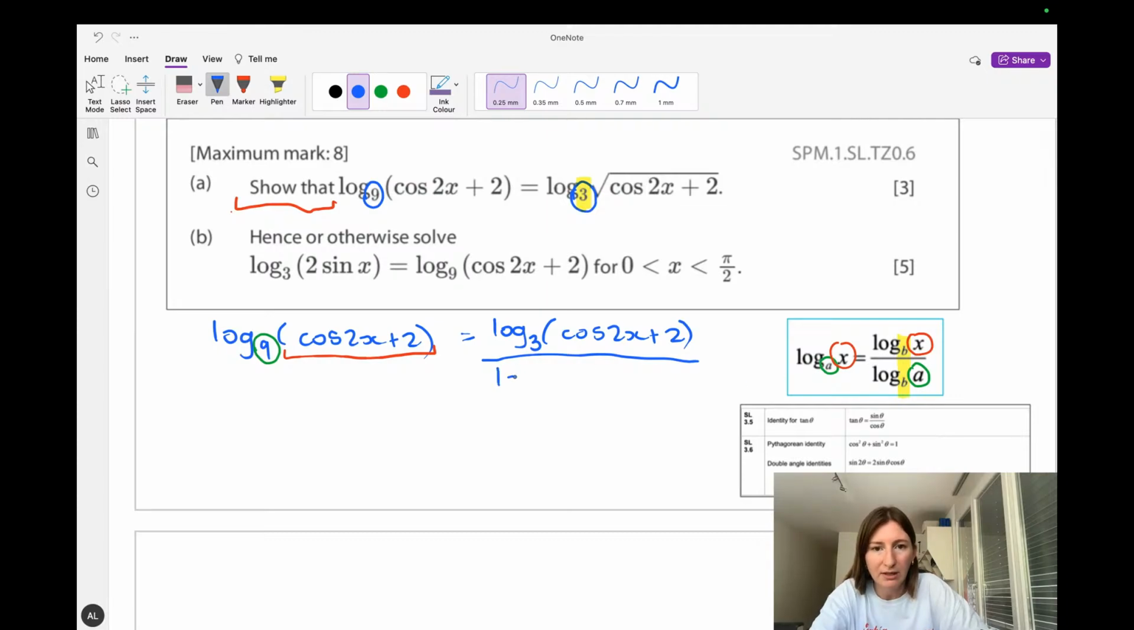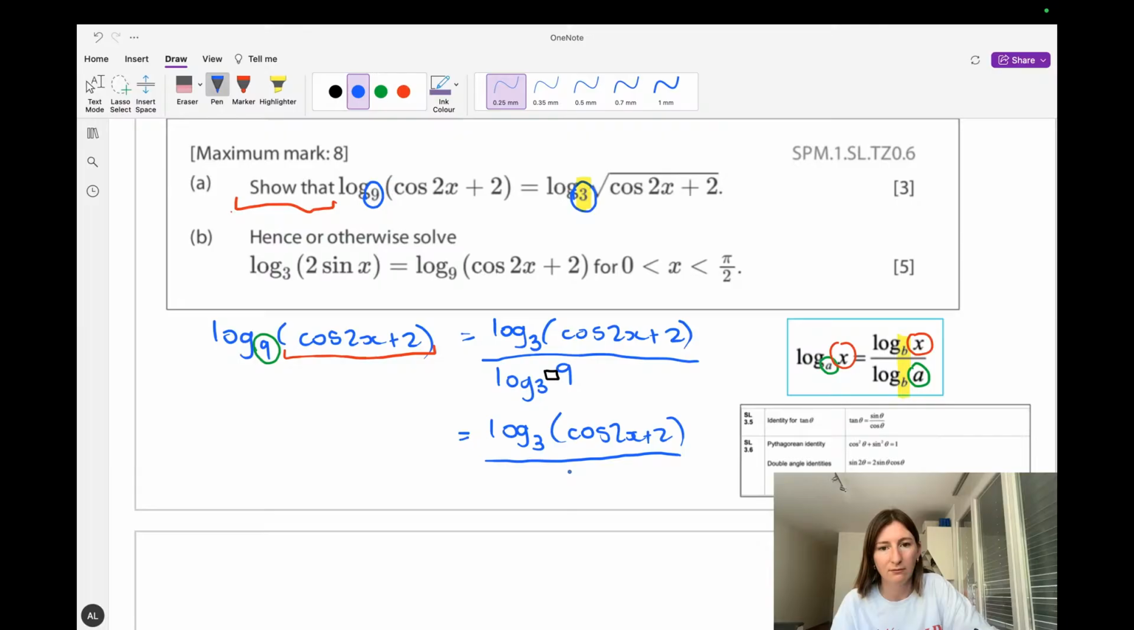And log base 3 again. See, we're getting it towards there, of a, and a was my 9. I don't know how well you remember your logs, but log base 3 of 9 is equal to 2. You can think of it as 3 to the power of what gives me 9? Well, it's 2, so this whole thing is 2. Let me replace that there. We have log base 3 of cos 2x plus 2, over 2.